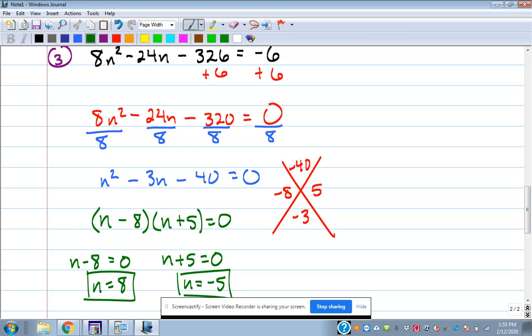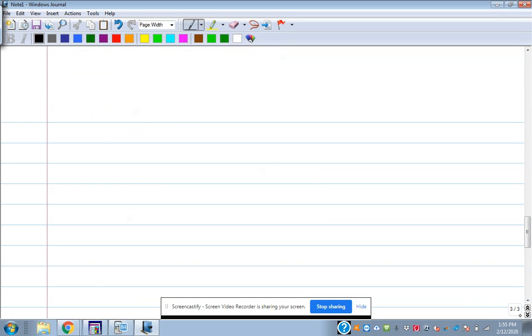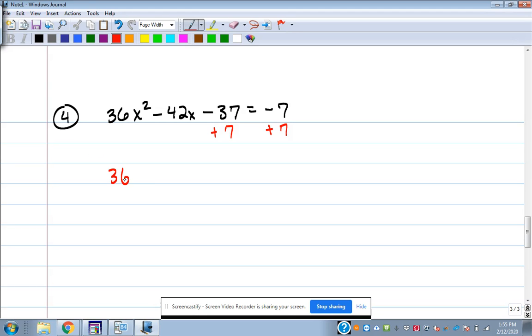Not bad. Do another. 36x squared minus 42x minus 37 is equal to negative 7. Add 7 again. So this time we're going to add 7 to the like term. So it'll be minus 30 there instead of 37 now.